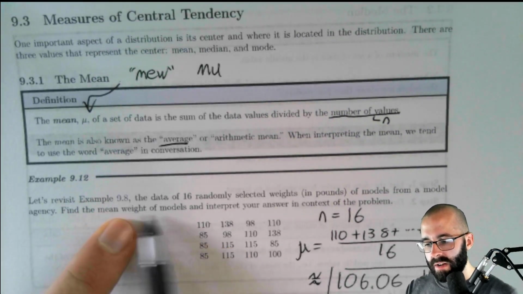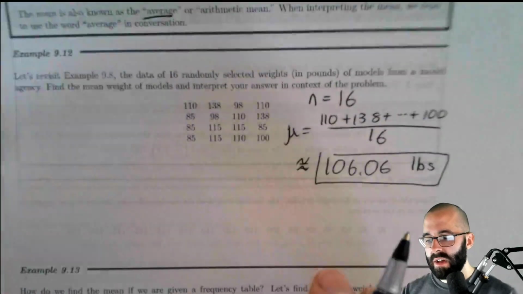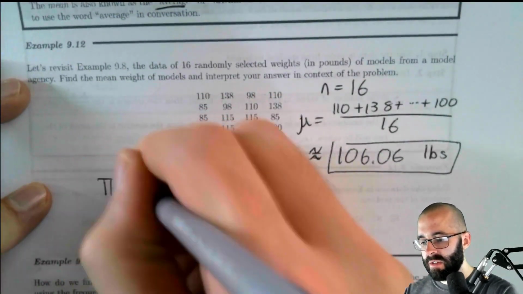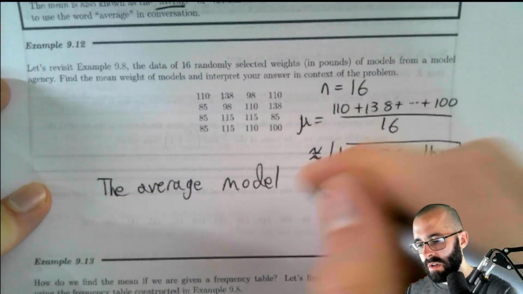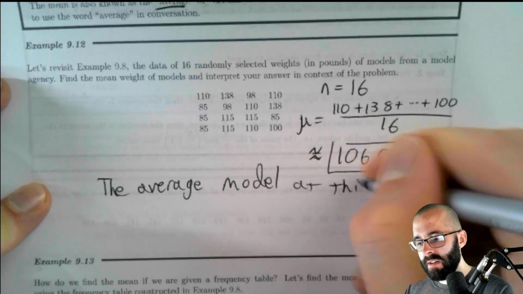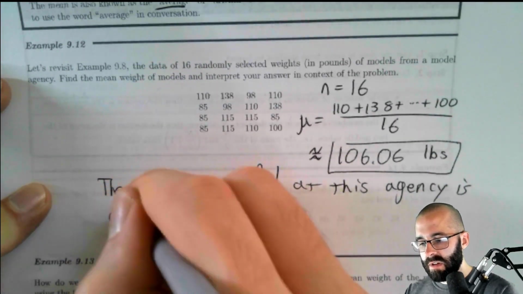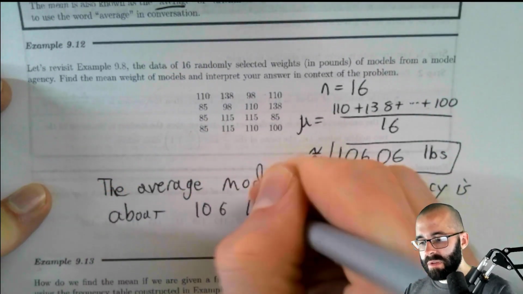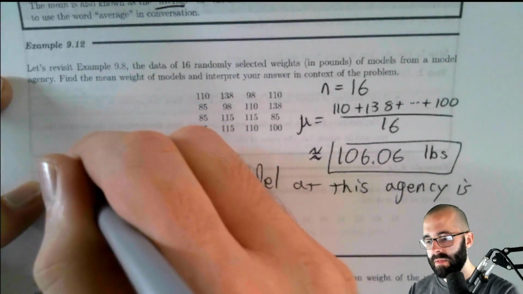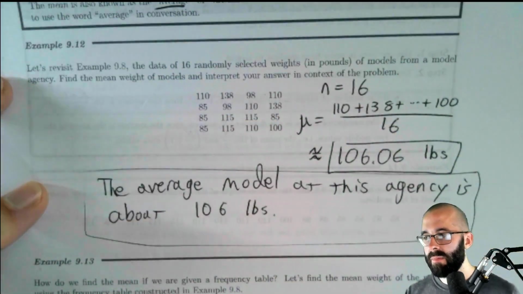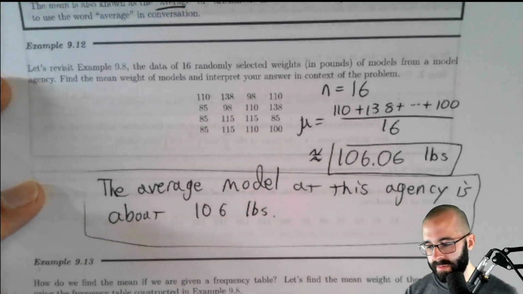Find the mean weight of the models. We did that. And interpret your answer in the context of the problem. We're going to say the average model at this agency is about 106 pounds. And that's the interpretation. There are two parts to our answer here. And that's how we do it, both by hand and with GeoGebra.